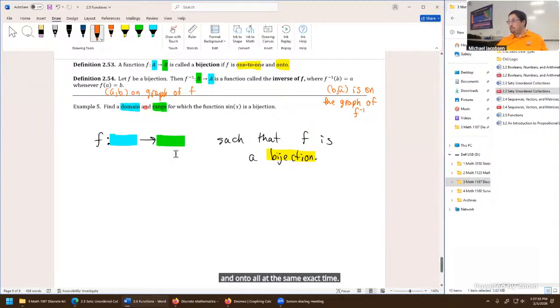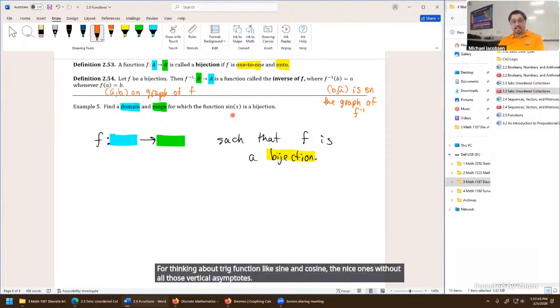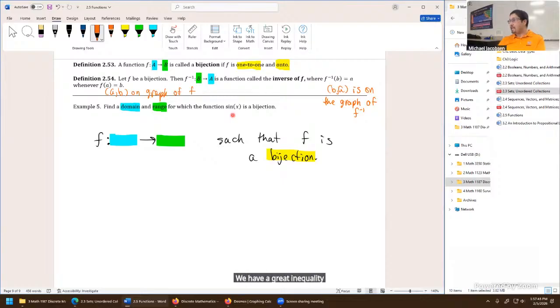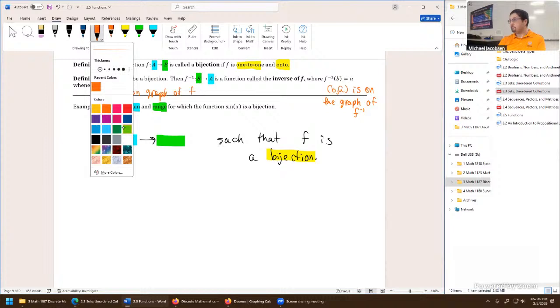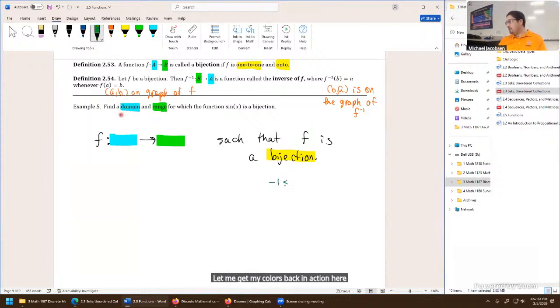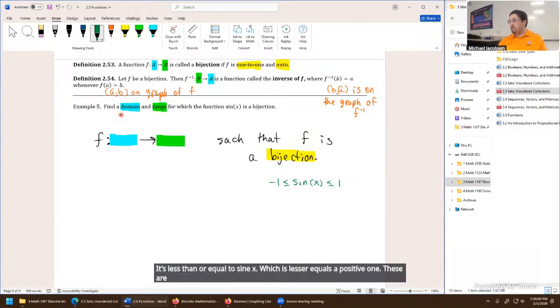And one hint that came up in the notes a couple times is for thinking about a trig function like sine and cosine, the nice ones without all those vertical asymptotes, we have a great inequality. We can say -1 is less than or equal to sine x, which is less than or equal to +1. These are all the possible outputs.